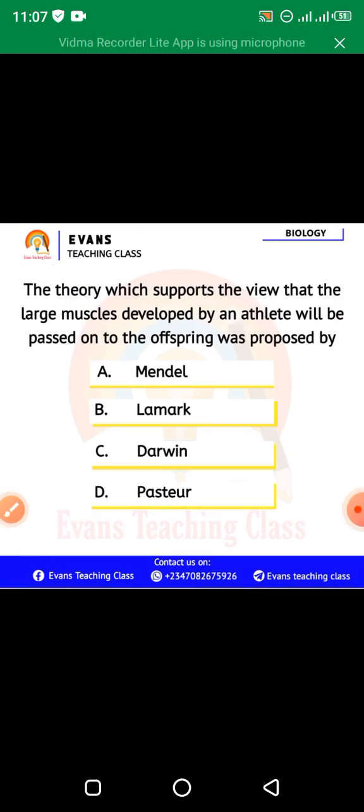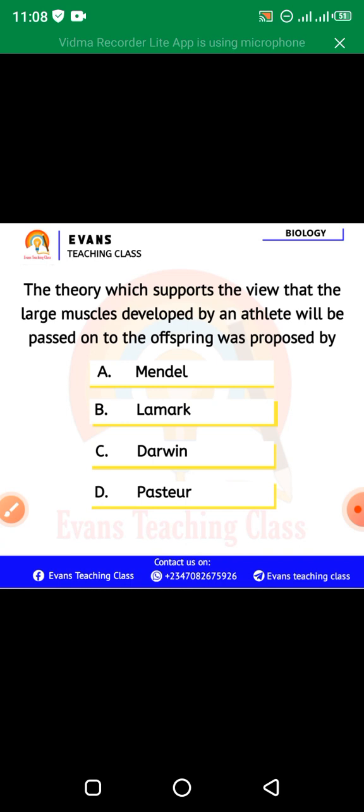So let's move to the next question. The theory which supports the view that the large muscles developed by an athlete will be passed on to the offspring was proposed by dash. A. Mendel. B. Lamarck. C. Darwin. D. Pasteur. An athlete is a person that runs or performs sports activities.